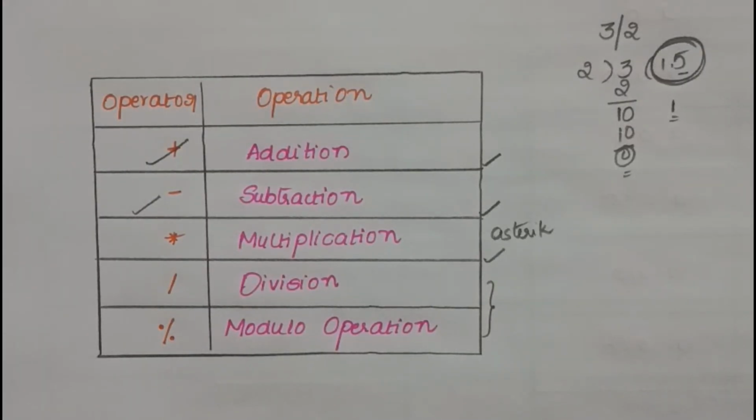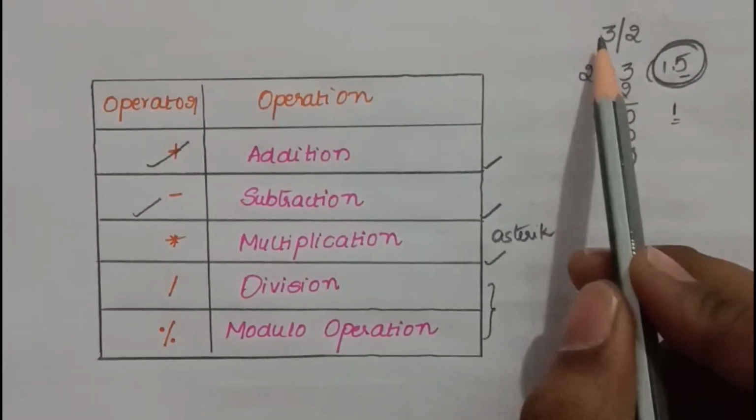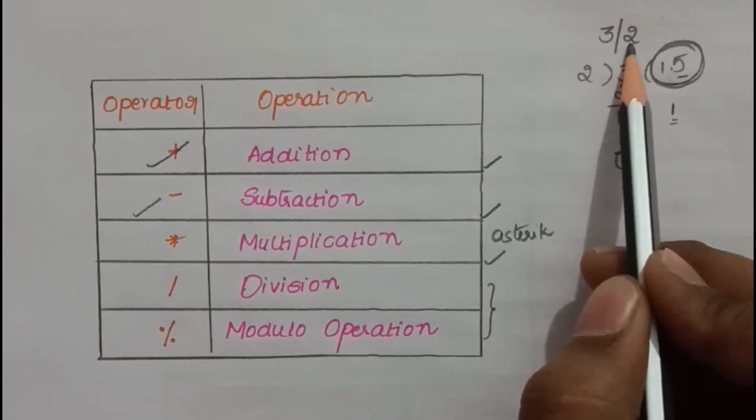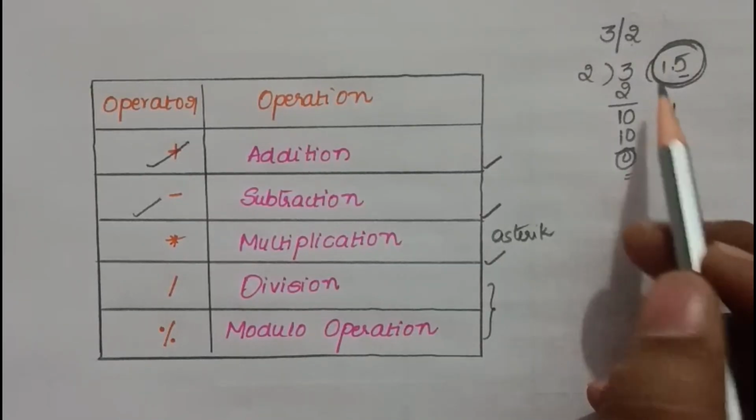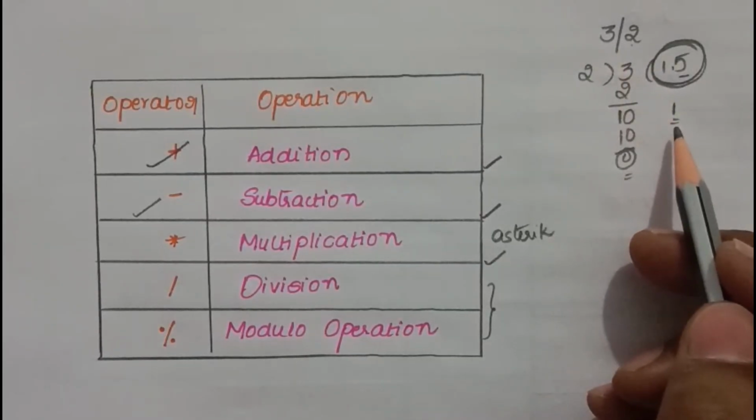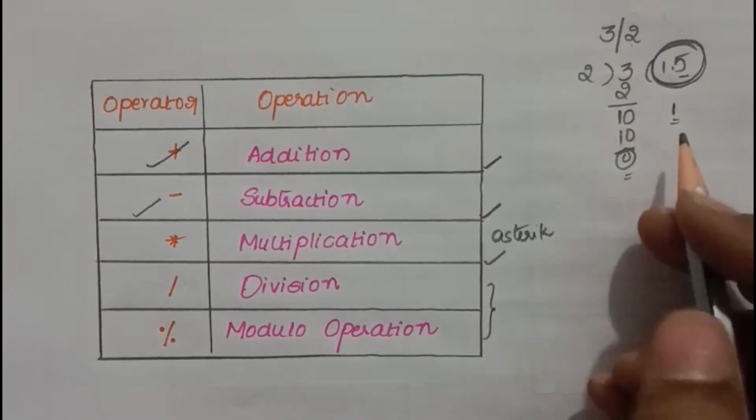If you have any confusion, please refer to video number 18. In that video, I discussed in detail what will be the data type of the result based on the operands in an expression. Here, since both of them are integers, the final result will also be an integer. That's why we will get 1 as output. When you perform 3 divided by 2, you will get 1 as output.